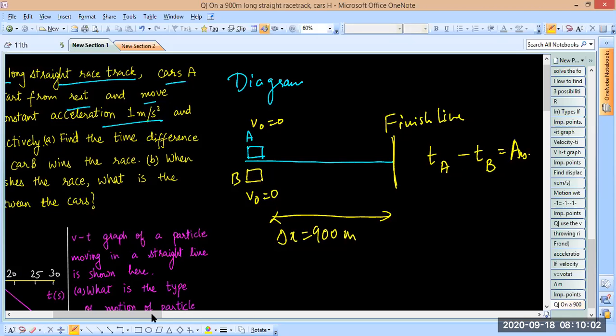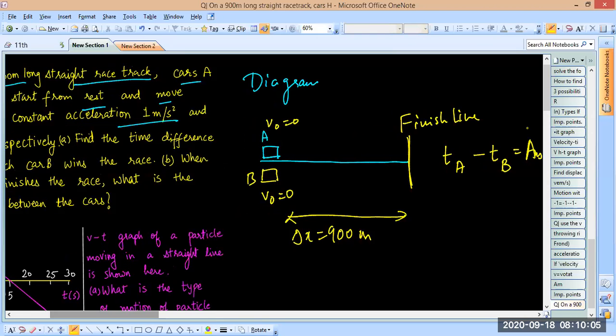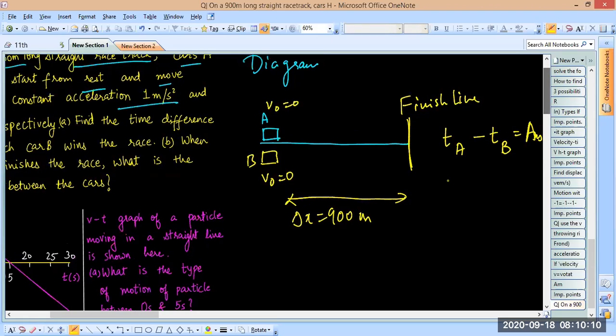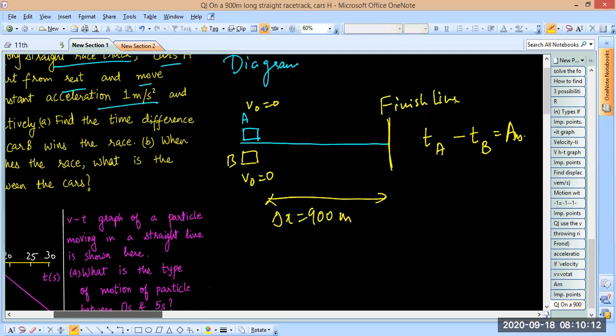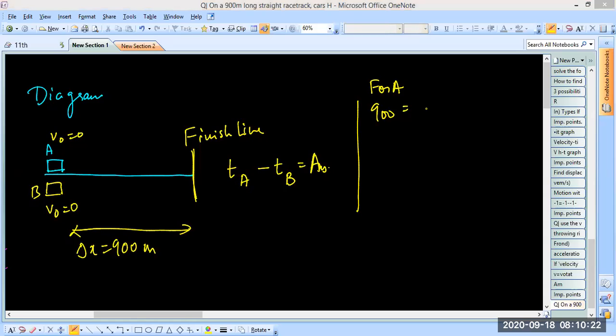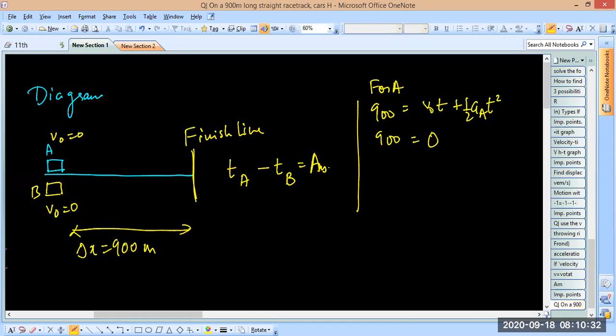To find out the time, we are going to use the second equation of kinematics. I hope everyone did that. So this will be as follows. Second equation of kinematics: 900 is equal to, now I'm doing this for A right now, then we will do it for B, V0 t plus half a_A t squared, acceleration of A. So you're getting that 900 is equal to 0, because V0 is 0, plus 1 by 2 into 1 into t squared.